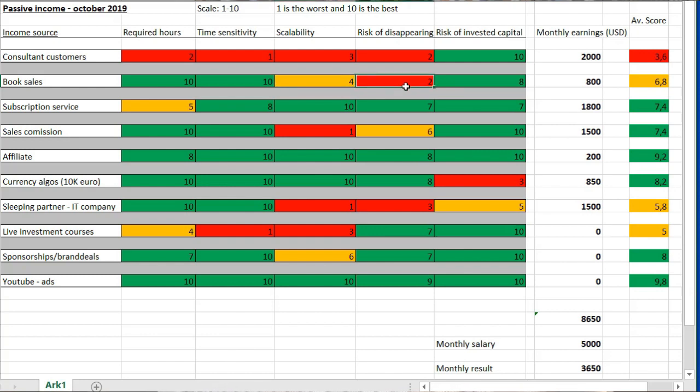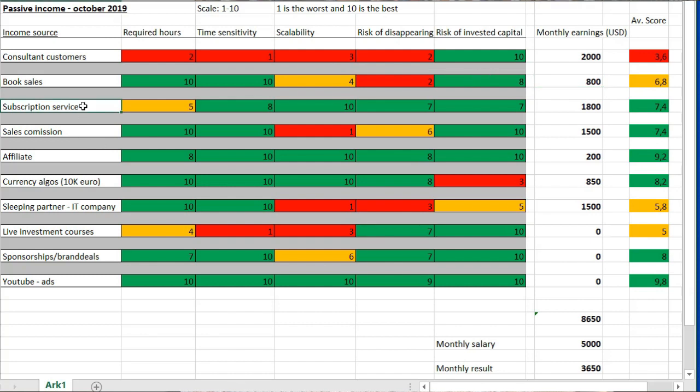Then we have the risk of disappearing. Yes, it is a risk, and I am selling less and less by the year, absolutely. But risk of invested capital, all the money I put into the stock of books is made back. So it is actually an okay average, 6.8. It was something I could pursue a little if I wanted to put some work into this. I would prefer the books over the consultant company work anyway.